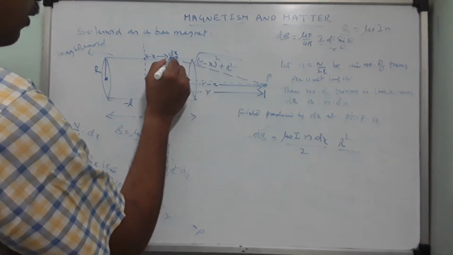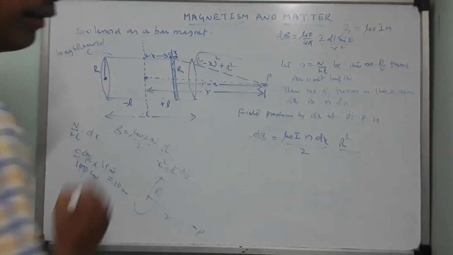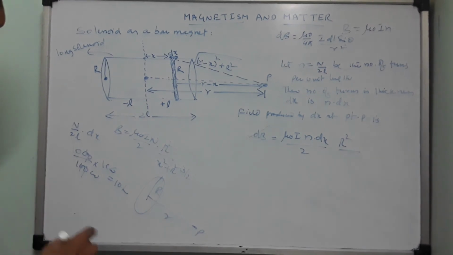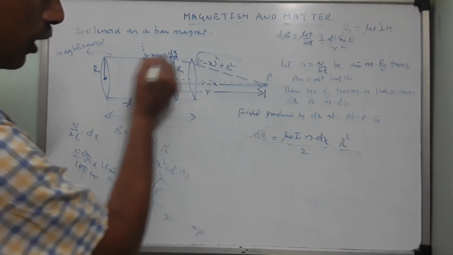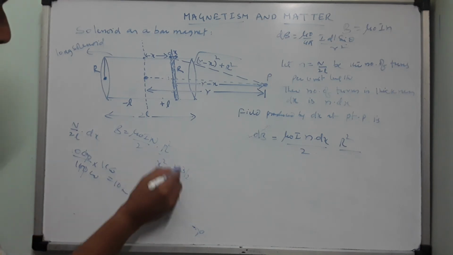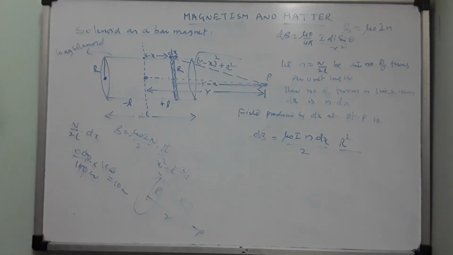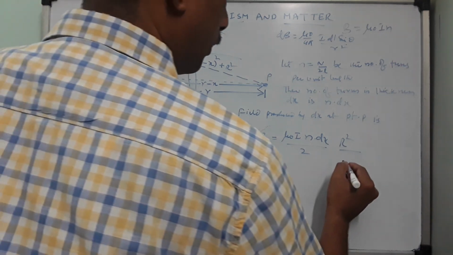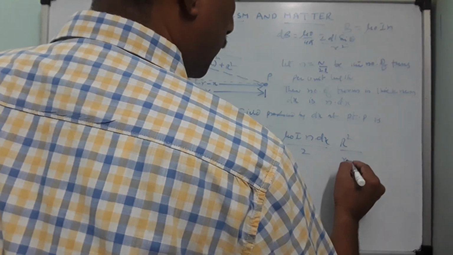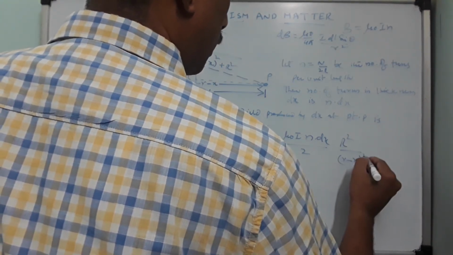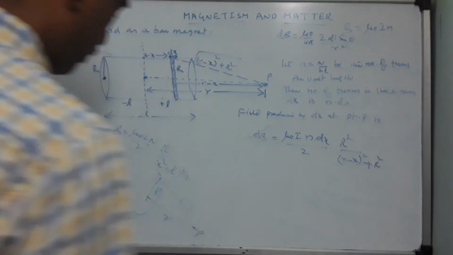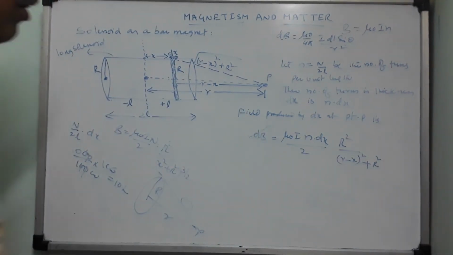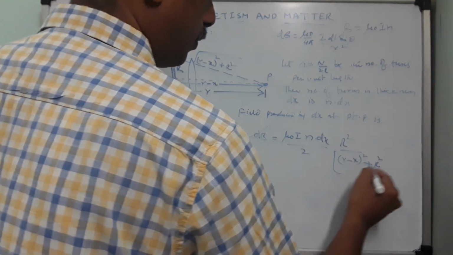Here, sorry, from here, this one. That is nothing but, not this r, this distance actually. This distance and this distance are same. So this is actually what we have here. So here is r square, sorry, r minus x whole square plus r square, whole to the power of 3 by 2.